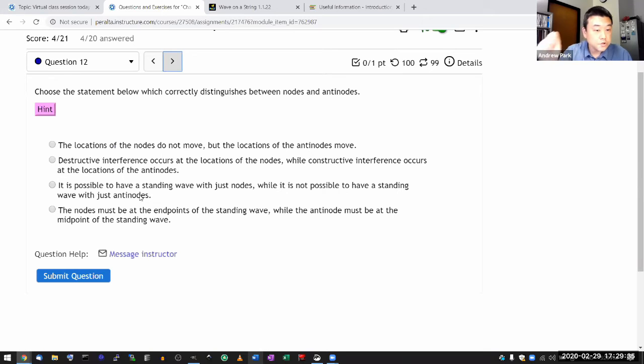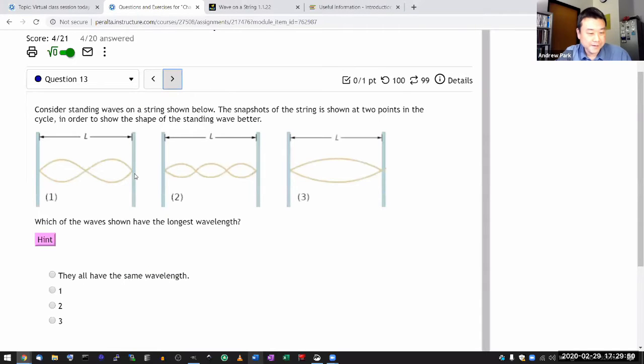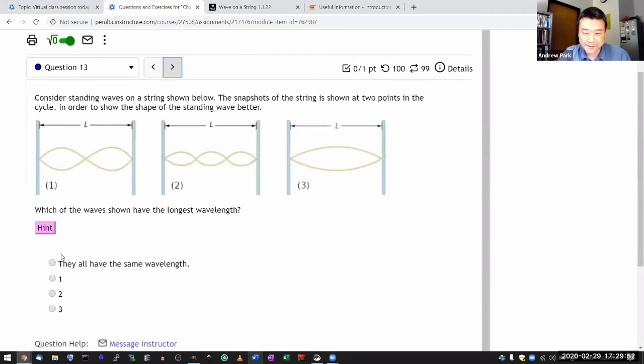So choose the statement below which correctly distinguishes between... oh, so this is multiple choice. I'm gonna just skip that. Let me keep going. This is also multiple choice, so I'm gonna skip that.